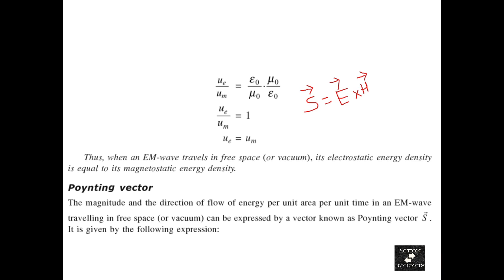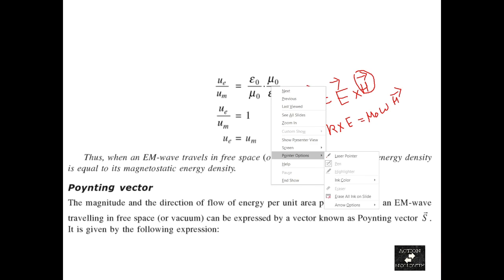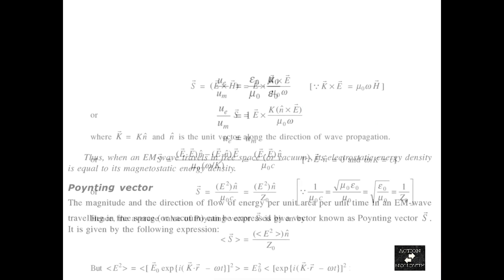So we've got to calculate this, and let me remind you, in our previous lecture we have already calculated this. So we had something called K cross E. We had calculated this quantity, and I think it was mu naught omega H. So we can use this particular concept here and see how the Poynting vector turns out. Okay, so let's see how that proceeds.